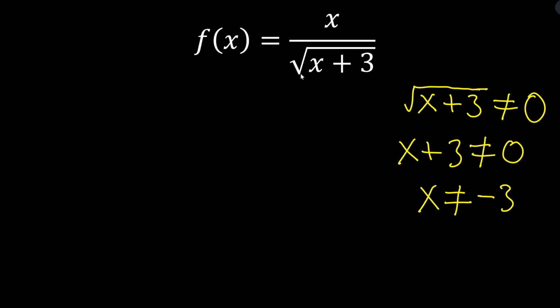Let's confirm. What do we get when we plug negative 3 in? Negative 3 over the square root of negative 3 plus 3, which is 0. Square root of 0 is 0. Negative 3 over 0, you're right. The function's undefined at negative 3. That is a domain restriction, okay?